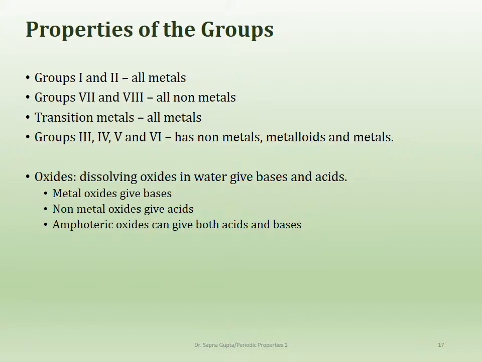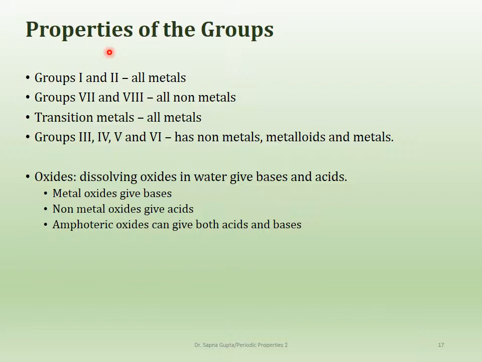Now let's look at some of the properties of groups. So far we've talked about trends, where we had certain properties that we were studying very specifically and seeing how they increase and decrease in a group. But now we're going to talk about all the groups in general. So group number 1, for example, the alkali metals, then group number 2, which is the alkaline earth metals, group number 7, which is halogens, and so on.